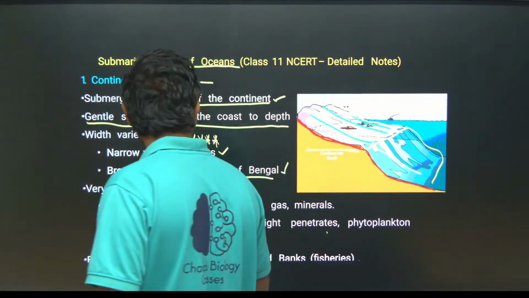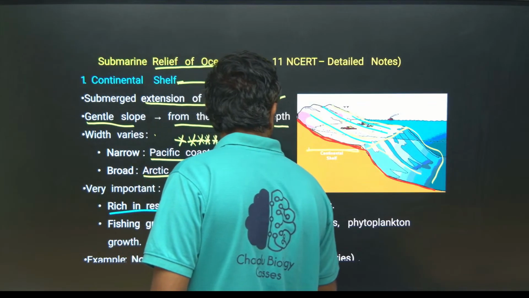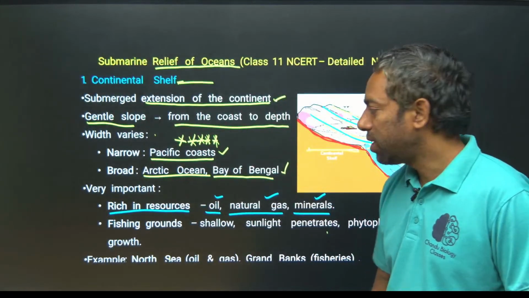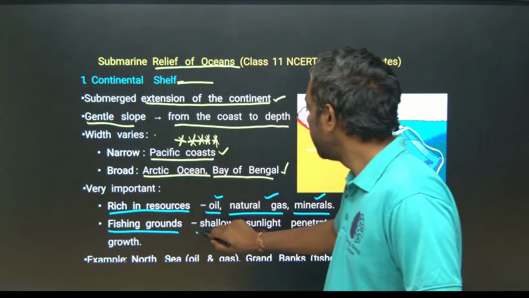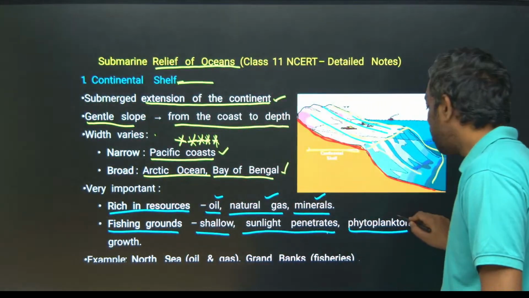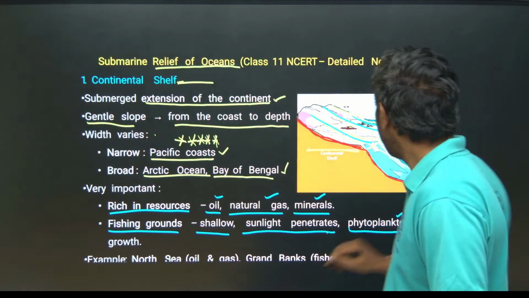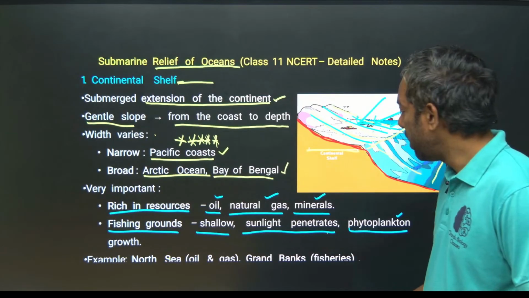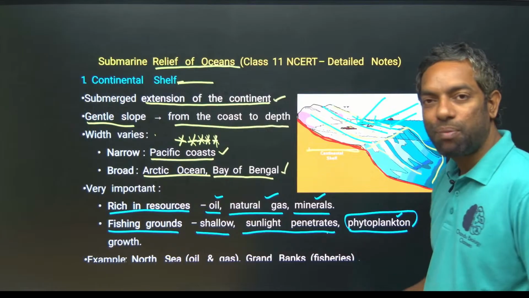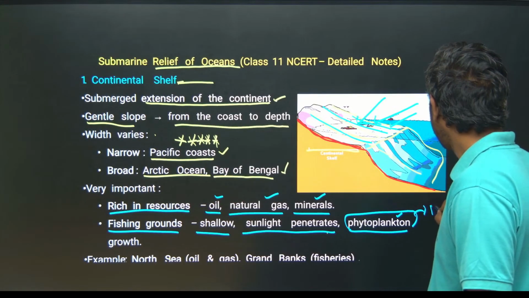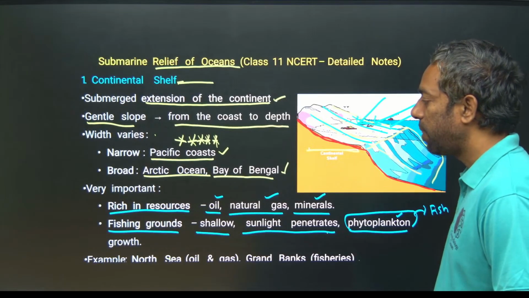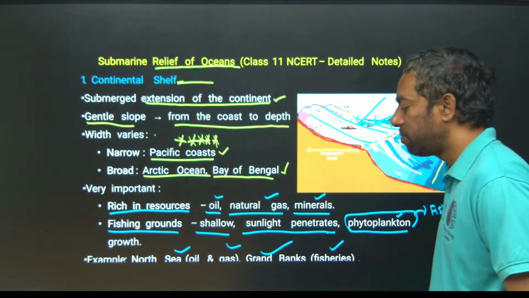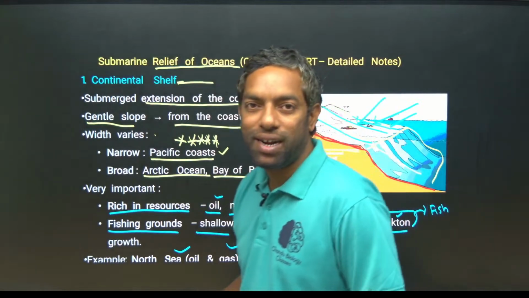It is rich in resources: oil, natural gas and minerals, and fishing grounds. It is shallow and sunlight penetrates, so phytoplankton can grow. If the phytoplankton grow, fishes grow, because fishes eat the phytoplankton. The North Sea has oil and gas, and the Grand Banks has fisheries. This is the continental shelf.